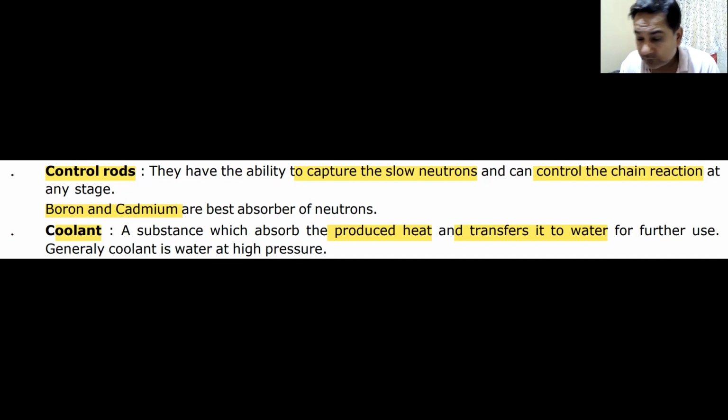Sir, how is heat transferred into water? You just heat up water. There are many ways you can heat up water. Okay, shall we move ahead, bacha?